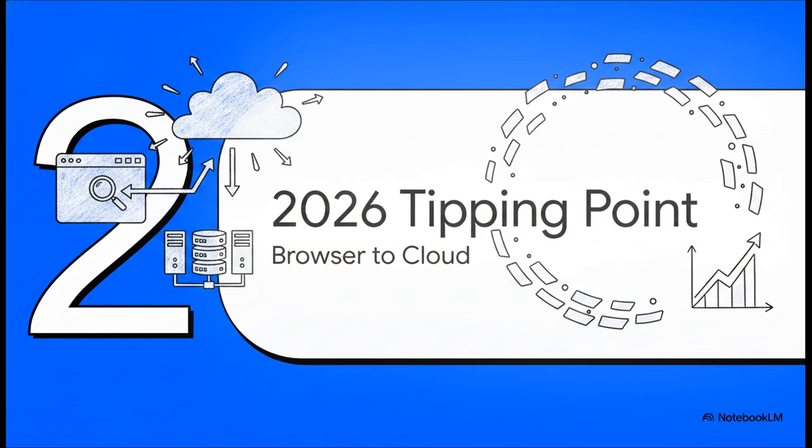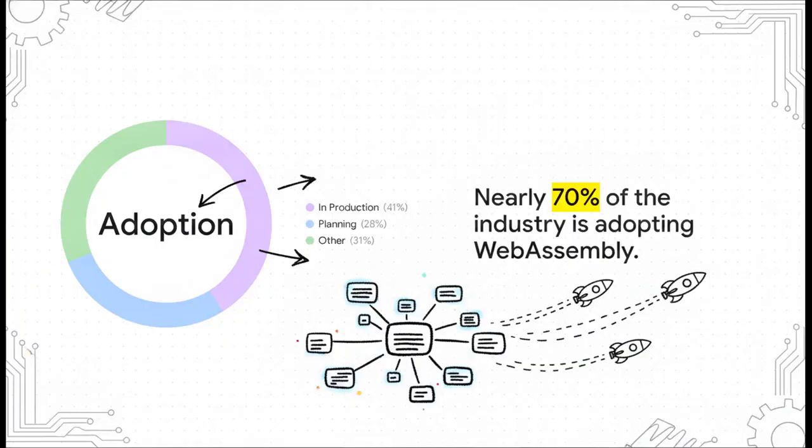Moving on to part 2, the 2026 tipping point. From the browser to the cloud. Now, WebAssembly has technically been around since 2017, so you might be wondering, why is it exploding right now? Well, it starts with a massive shift from purely browser-based usage over to cloud integration, and the data paints a very clear picture. What's really fascinating here is the sheer scale of adoption.